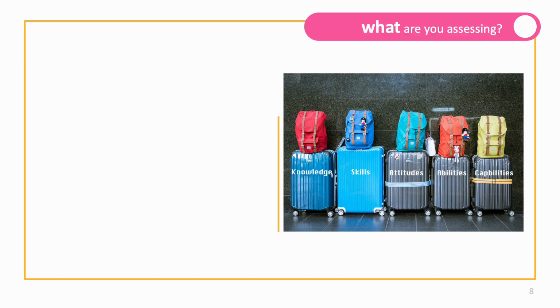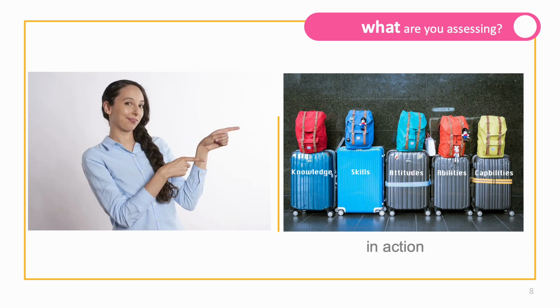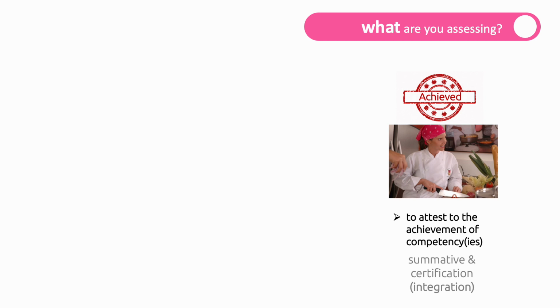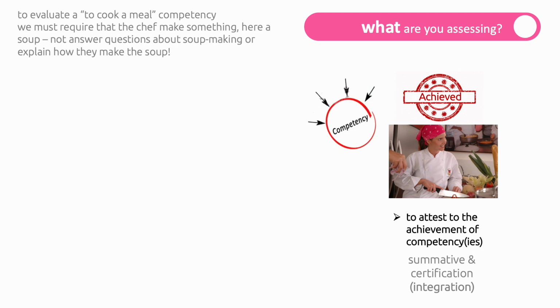We're all familiar with evaluating knowledge, skills, and attitudes, but what does it mean to evaluate competency? What are we evaluating when we evaluate competency? Well, we evaluate this in action. A competency is a person's ability to act. When we evaluate competency, we evaluate the integration of learning. For example, if we were to evaluate a student for the purpose of attesting to the achievement of a cooking competency, then we must require that the chef make something. Here, a soup. Not answer questions about soup making or explain how they made the soup.